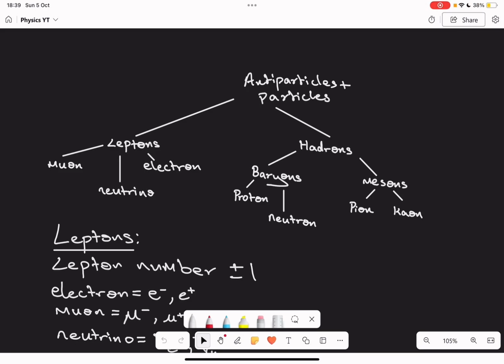Next up, we have the classifications of antiparticles and particles. So these can be split into leptons and hadrons. Leptons include muons, neutrinos, and electrons. Hadrons include baryons and mesons. Baryons have protons and neutrons, and normally have 3 quarks. Mesons, on the other hand, have pions and kaons, which have an antiquark and quark pair.